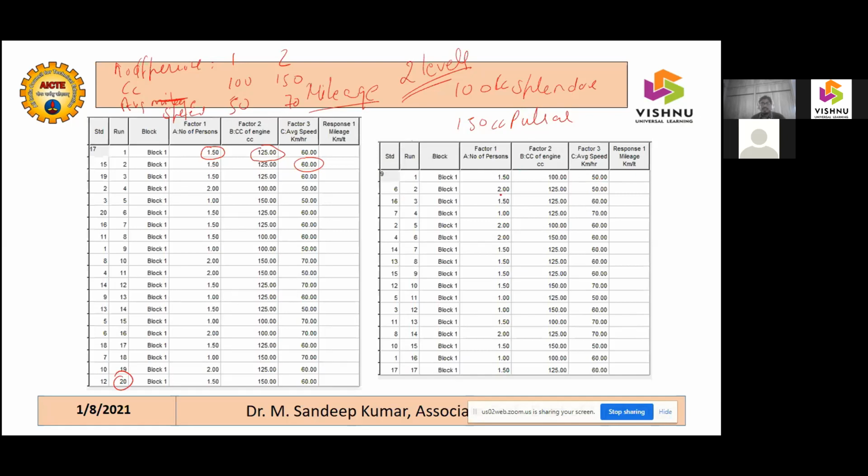Yes, here also the middle levels are taken. That is 1.5%, 125 is the CC, and 60 is the average speed. So if my optimal area is 150, 125 and 60, if this is the optimal one, and if I want to conduct a study and do a regression, then I can go with this kind of Box-Behnken design. Okay.